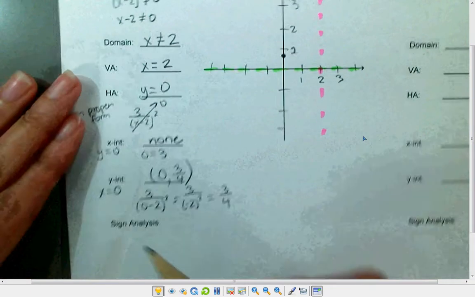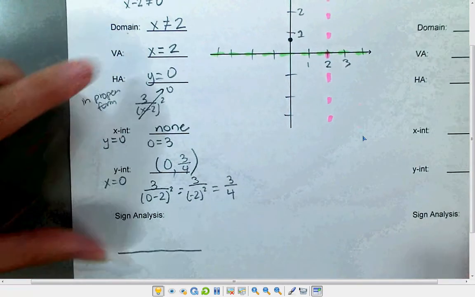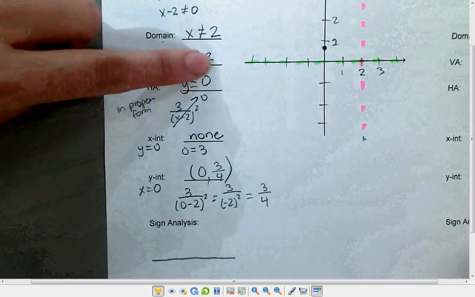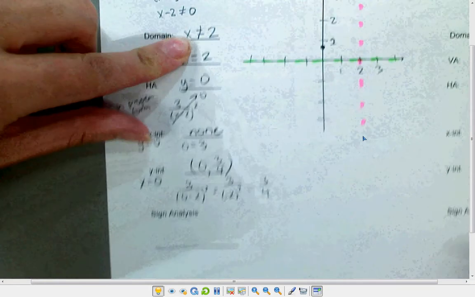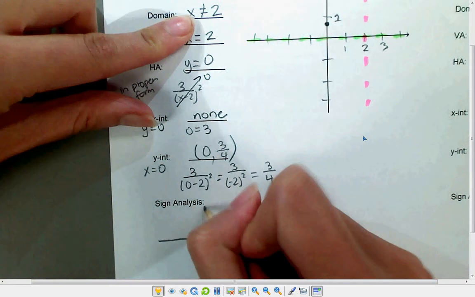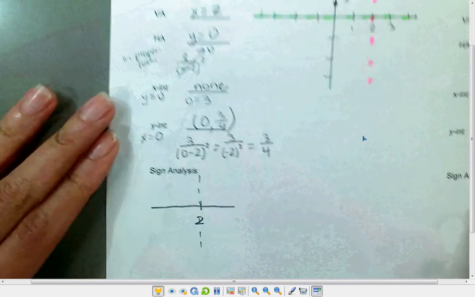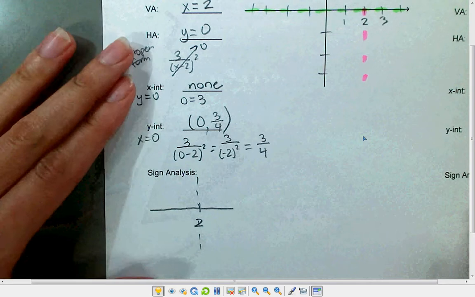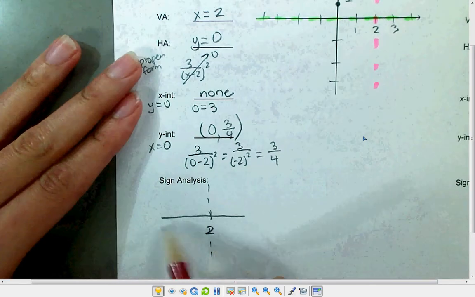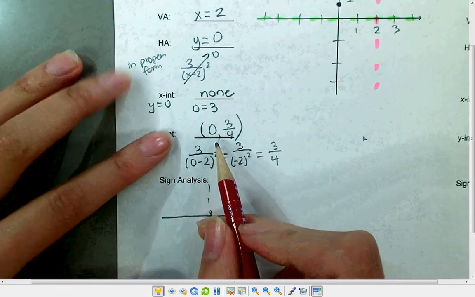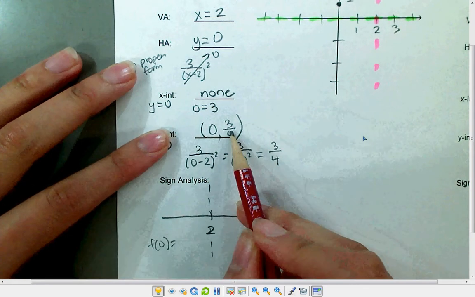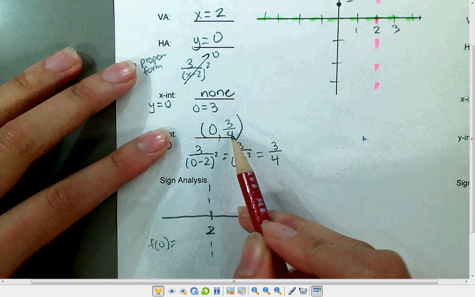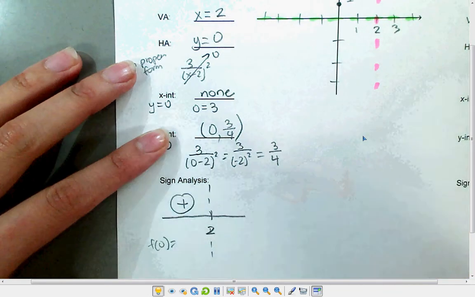Okay, great. Let's do our sign analysis. So again, I'm only caring about the vertical asymptote because I'm just plotting my x's. So x equals 2, and is there any x-intercepts? No. So the only thing I'm looking at here is the 2. So left side of 2, right side of 2. Okay, so again, we're going to pick a point on the left side of 2. So let's use 0 because we already did 0. So f of 0, did that give me a positive or negative number? It's positive, right? Because 3/4 is positive, so this side's going to be positive.